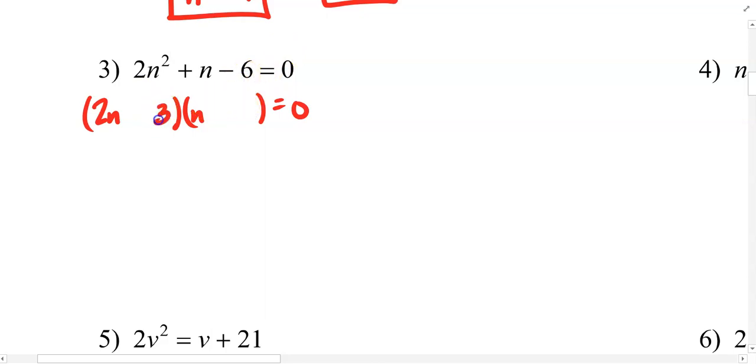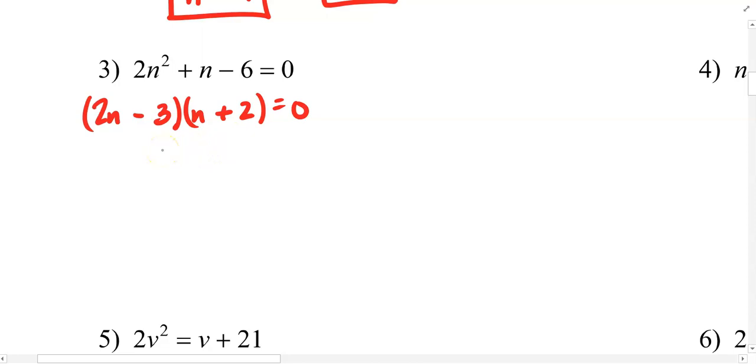So my first guess might be 3 and 2 here, and when I double check this, the outside products make 4n, the inside products make 3n. And that's a good sign because +4 minus 3 would get us back to this +n. So in order to land on a +4n, I'm going to put my plus sign here. And in order to land on a -3n, I'll put my negative sign here.